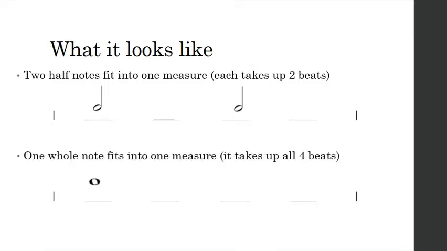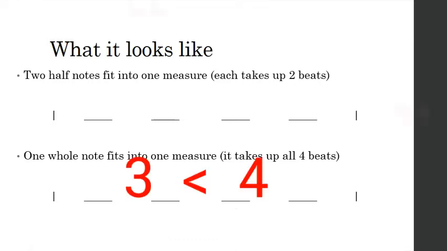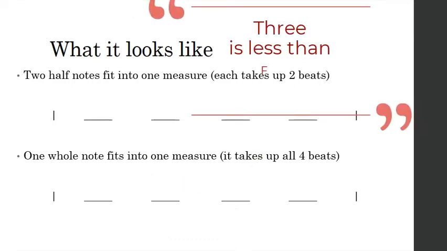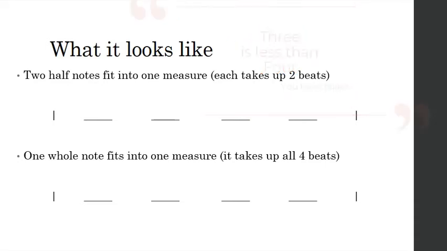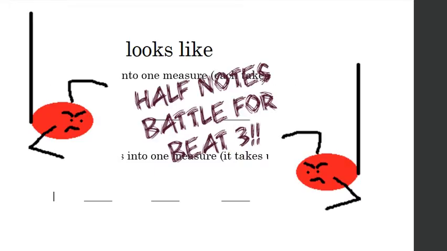And you'll notice that the whole note is not placed on beat 2 or beat 3, because if that were the case, it would only take up the remaining beats in that measure, which is less than 4. And we know the whole note takes up 4, so it has to be there. The same goes with the half notes above it. We can't put a half note on beat 2 and a half note on beat 3 because each one separately takes up 2 full beats.